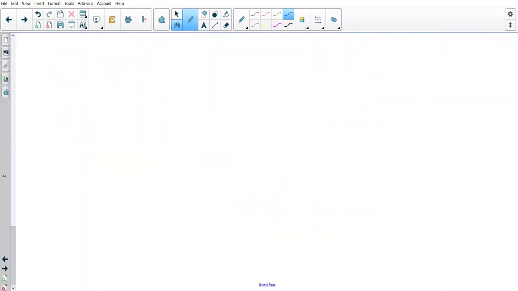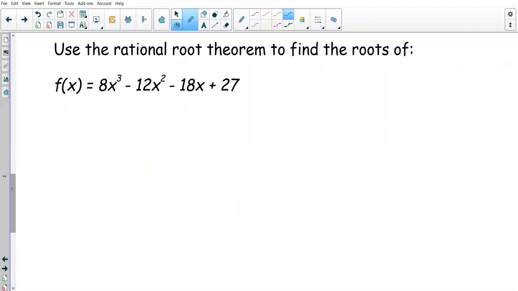What we're going to do now is look at a cubic that we can't factor, and we're going to use the rational root theorem to find the roots of this function. So that means the values that I'm going to try. If I look at P over Q, it's going to be plus or minus the factors of 27, which are 1, 3, 9, and 27. I'm just breaking it down into the factors in my head as I go. 1 times 27, 3 times 9.